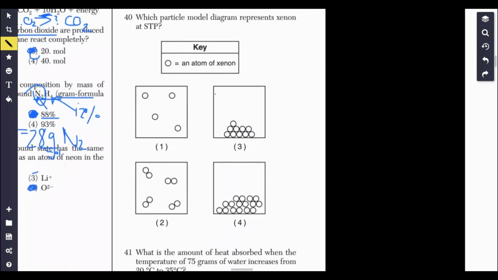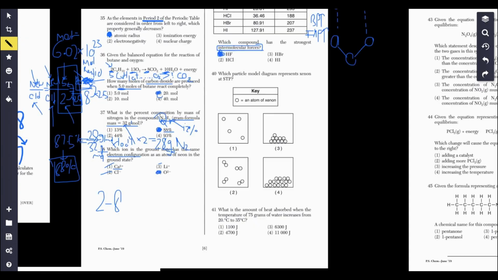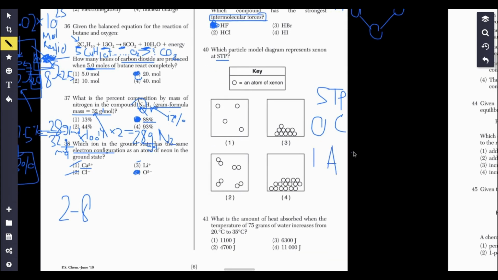Xenon STP. So what do we have here? Well, xenon is a gas at STP, and STP basically just means standard pressure and standard temperature. Standard temperature is 273 degrees Kelvin or 0 degrees Celsius. So STP is 0 degrees Celsius, and the pressure is about 1 atm.